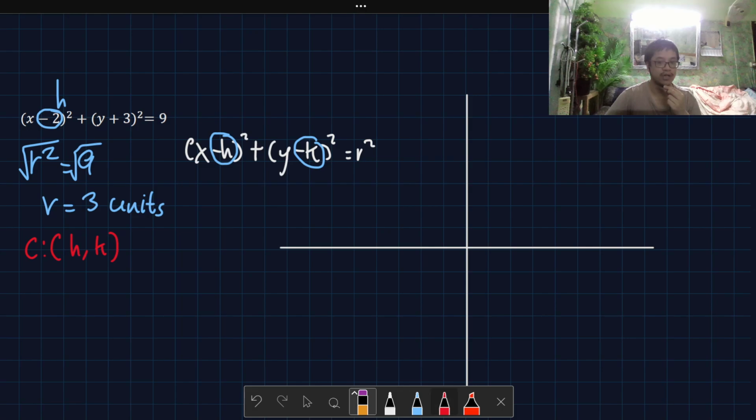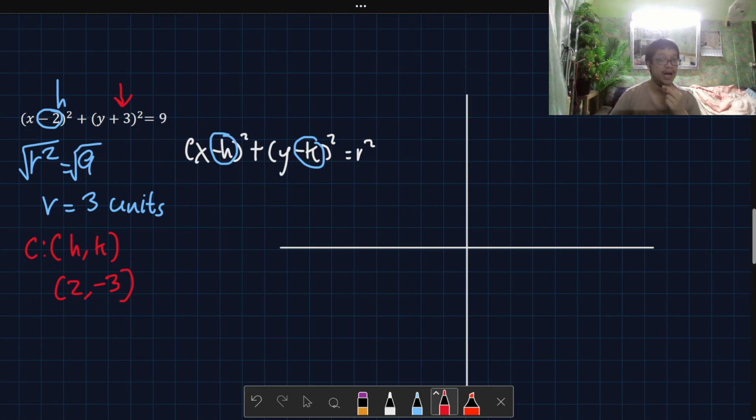Let me write it here with the red color. Positive 2. And for the k, it's beside y. Again, change the sign. So you will have plus 3, so here we will have negative 3 instead. Okay? So yeah, that's it. Just change the sign.